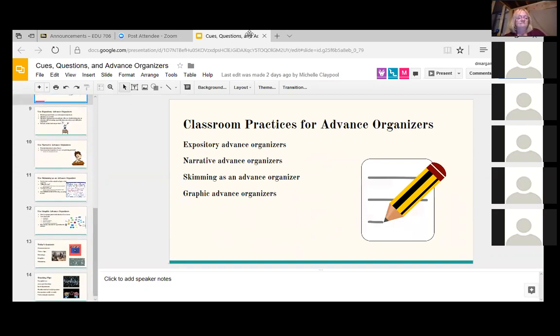So the advanced organizers, there are 4 of them, but first to define it, an advanced organizer is a tool used to introduce the lesson topic and illustrate the relationship between what the students are about to learn and the information they have already learned. So there's 4 types: expository advanced organizers, narrative, skimming, and graphic advanced organizers.